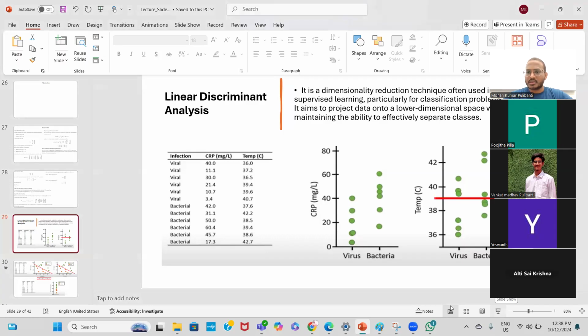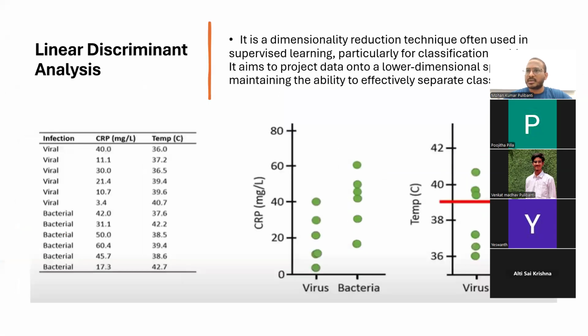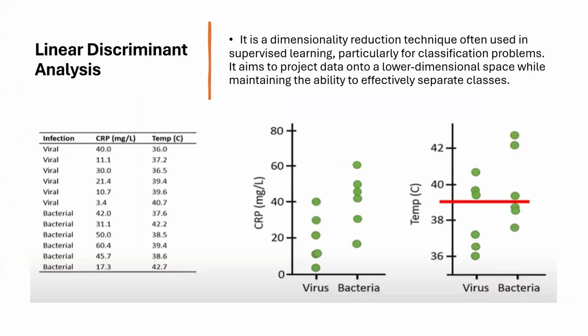Okay, so let's talk about linear discriminant analysis in today's session. What is the difference? As time goes on, you'll understand how linear discriminant analysis is different from principal component analysis. Linear discriminant analysis is also a dimensionality reduction technique, so this also will be used to reduce the dimensions in the data.